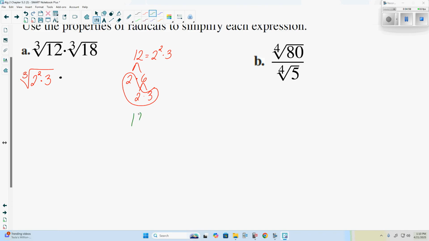Now, if we look at 18 as a factor tree for our factors, again, we have 2, and this time it's times 9, and 9 is 3 times 3. So 18's prime factorization would be 2 times 3 squared.